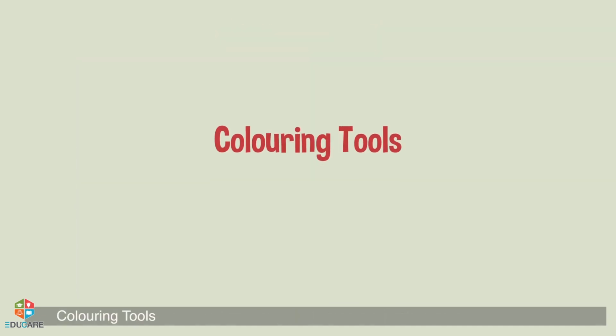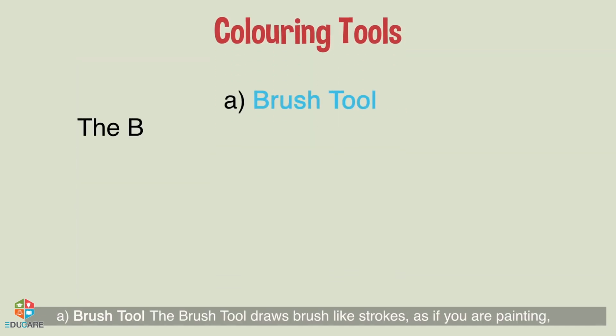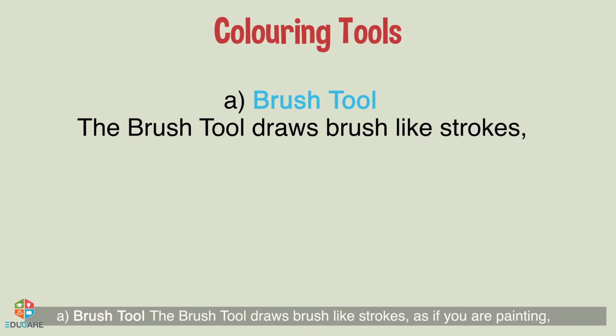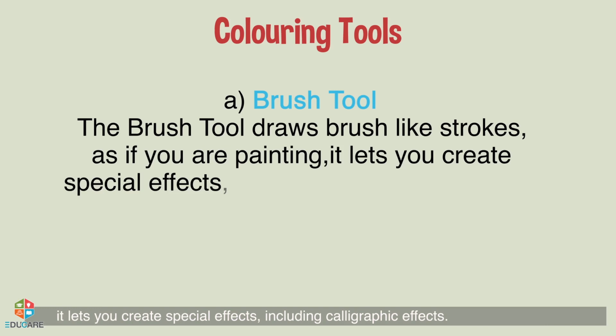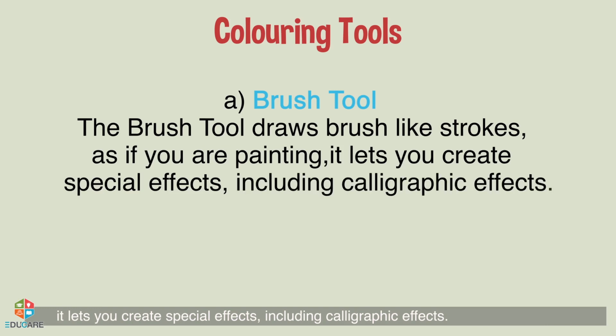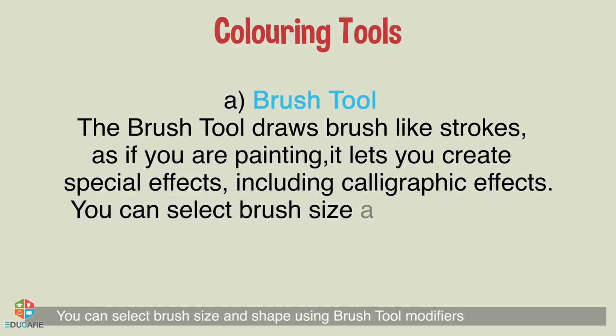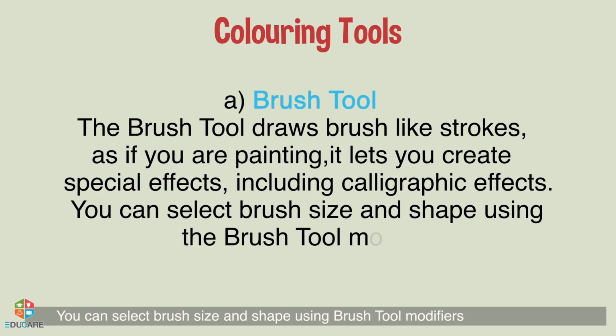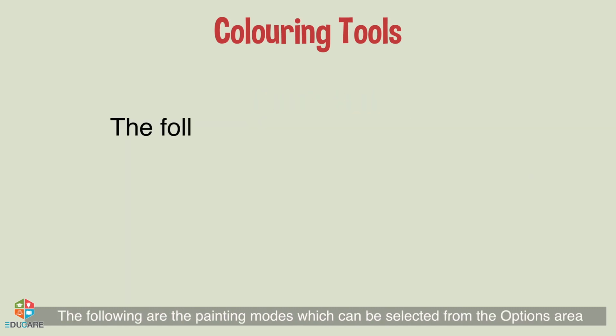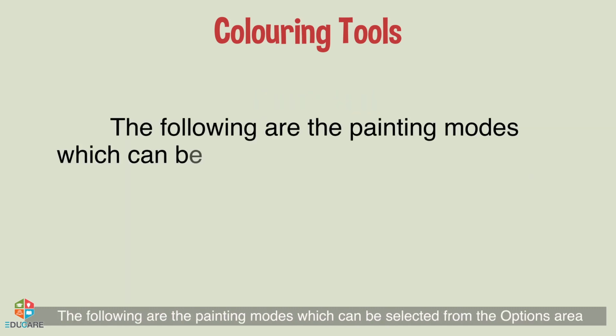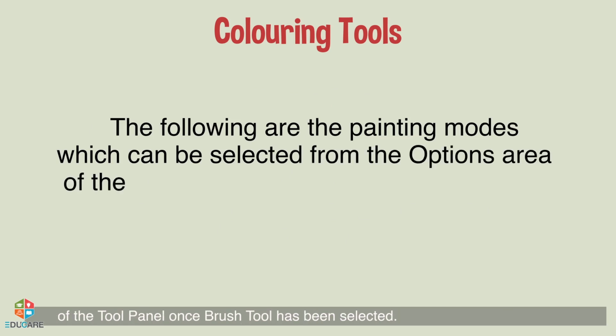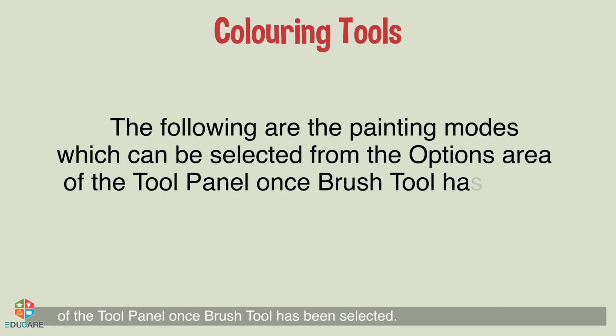Coloring tools. Brush tool. The brush tool draws brush-like strokes as if you are painting. It lets you create special effects, including calligraphic effects. You can select brush size and shape using the brush tool modifiers. The following are the painting modes which can be selected from the options area of the tool panel once the brush tool has been selected.